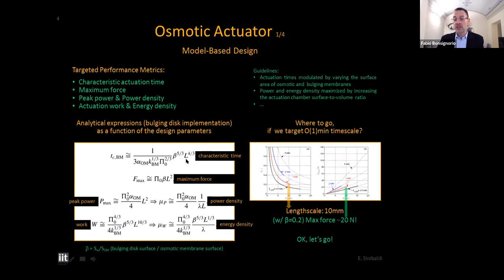These are expressed in terms of geometrical and material properties of the device: for instance, the typical length scale of the device, the initial osmotic concentration, the elastic properties of the membrane, and the hydraulic properties of the osmotic membrane. And so, with this very simple expression, you can understand that if you aim to obtain an actuation with a 1 minute time scale, for some choice of the other parameters, you shouldn't exceed a length scale of around 10 millimeters. Otherwise, it's too slow, or it becomes ineffective.